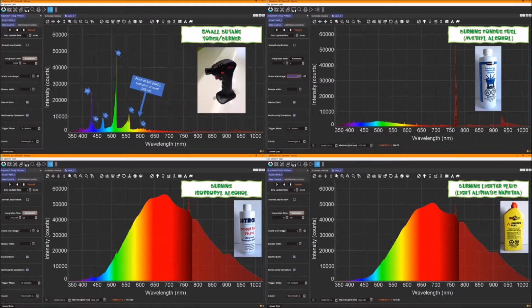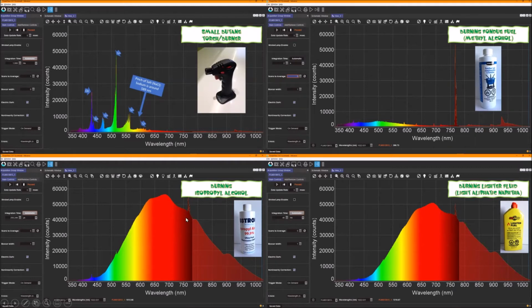I've measured also fondue fuel, which is methyl alcohol, and this is the kind of spectrum I got. I believe this is oxygen here. So it's a blue flame as well, similar in color to the butane. Lower left, I have tried burning isopropyl alcohol, and I get this closer to a black body radiation.